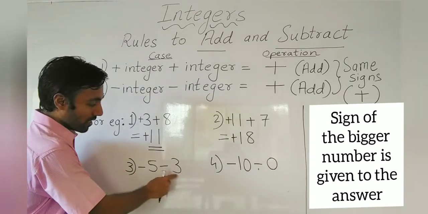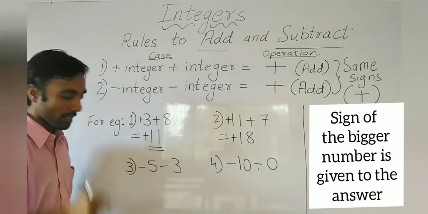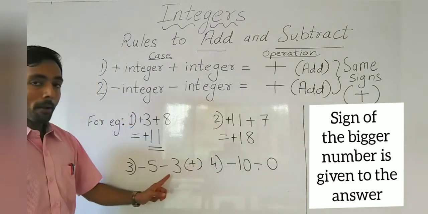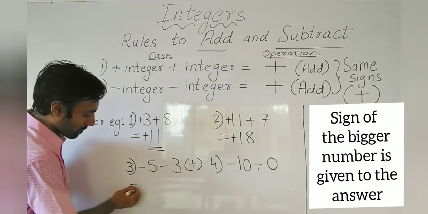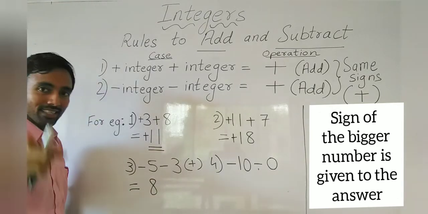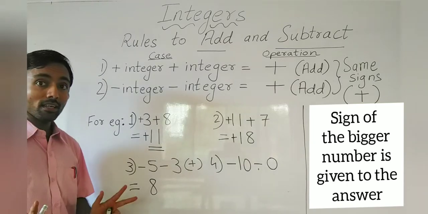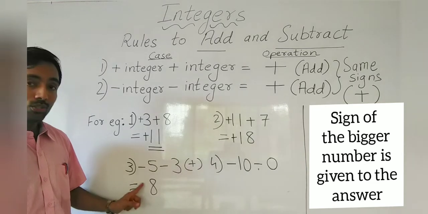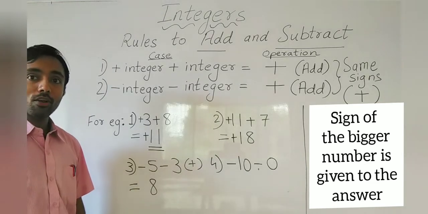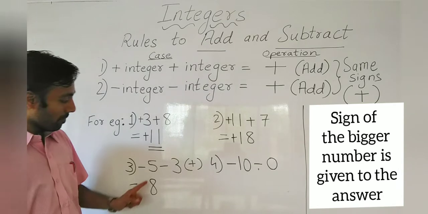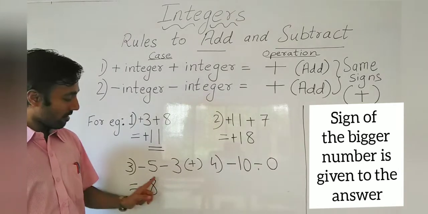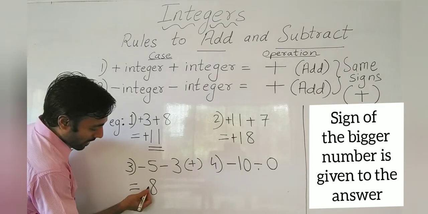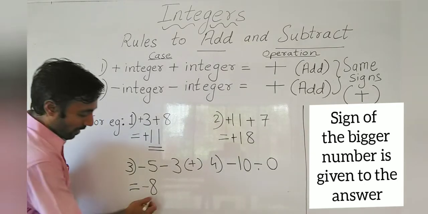So here again, both integers have the same signs. Yes or no? Yes. So what we will be doing here? We add. So 5 plus 3. What is the answer? The answer is 8. Nice. Now don't leave the answer here. The answer is not over. We still have to give the sign to the answer. So what will be the sign of 8 here? Which is the bigger number? 5 or 3? 5. Yes. So 5 sign goes to the answer. It is minus 8 as your final answer.